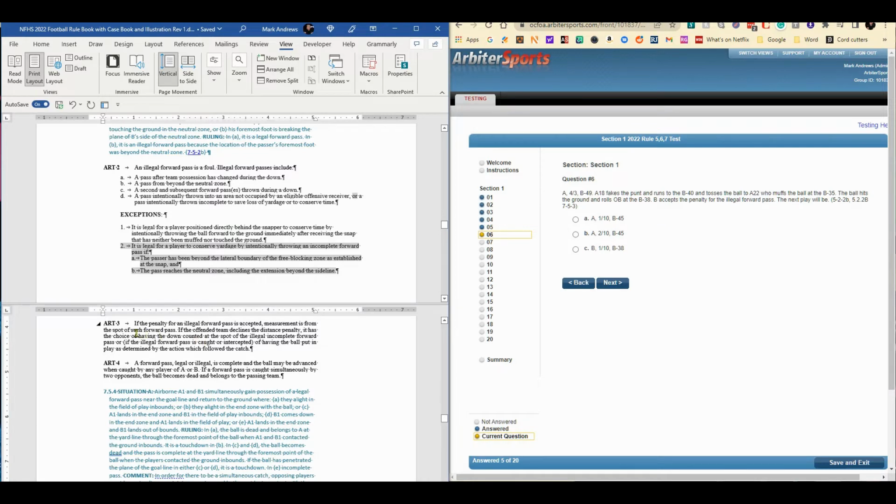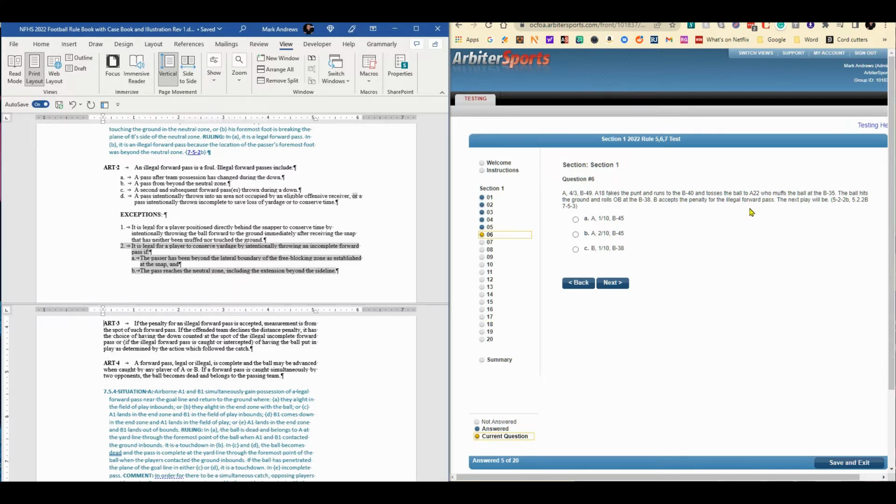So 753 tells us if the penalty for an illegal forward pass is accepted, measurement is from the spot of such forward pass. We just talked about that. If the offended team declines the distance penalty, it has a choice of having the play counted at the spot of the illegal incomplete forward pass, or if the illegal pass is caught or intercepted, of having the ball put in play as determined by the action which follows the catch. Okay, so we don't have a catch here, so they don't have that option. They can accept or decline the penalty.